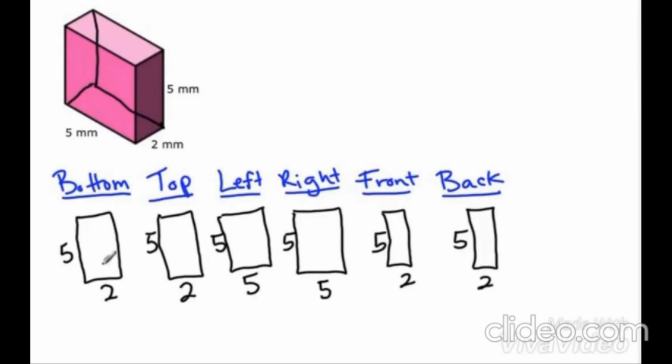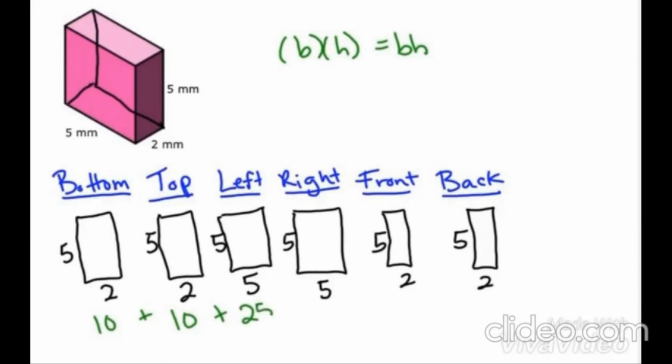The area of the rectangle is base times height, or BH. So 5 times 2 is 10, 5 times 2 is 10, 5 times 5 is 25, 5 times 5 is 25, 5 times 2 is 10, 5 times 2 is 10. So the sum total is 90 square millimeters.